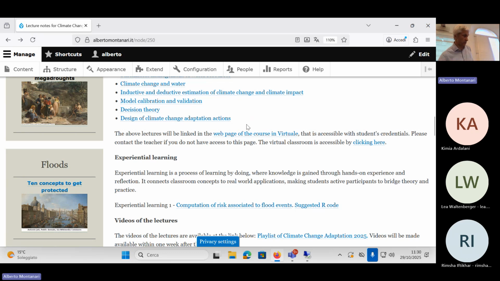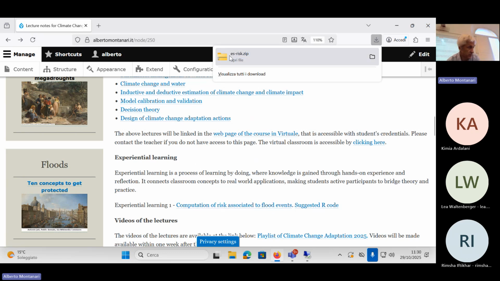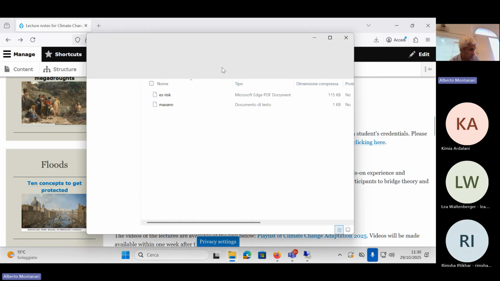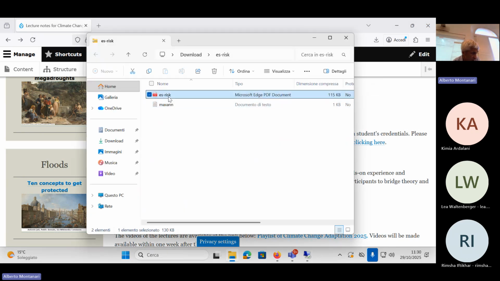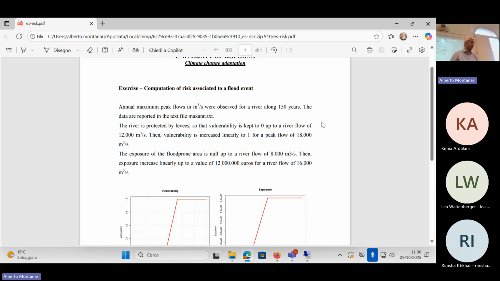And the learning one is this computation of risk associated to flood events. Let's just download this zip file. Let's see if I can open it without expanding it. And there is a PDF, and the exercise is computation of risk associated to a flood event. As I told you, it's very simple. And it refers to a river that may originate potential flooding.